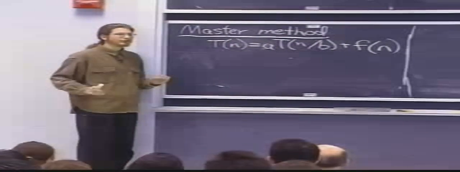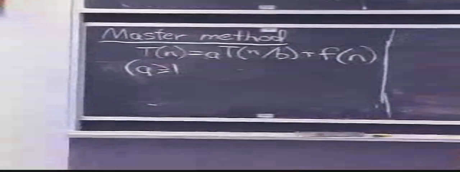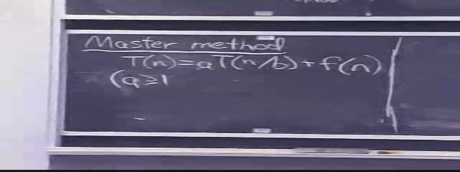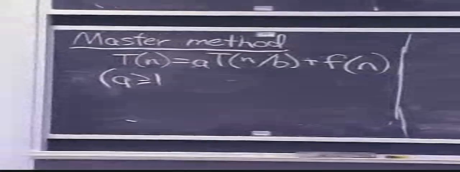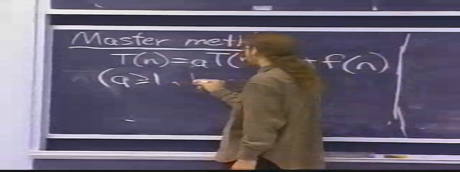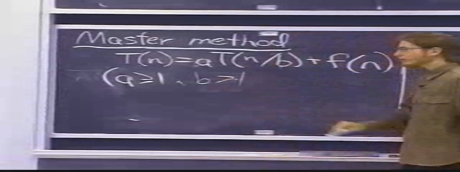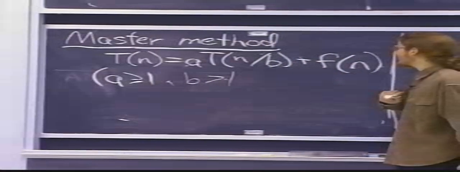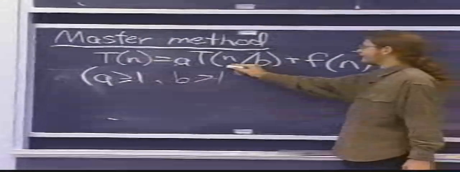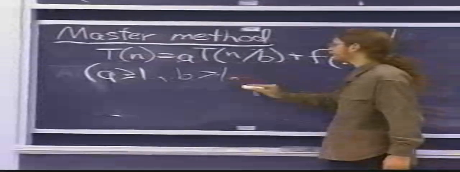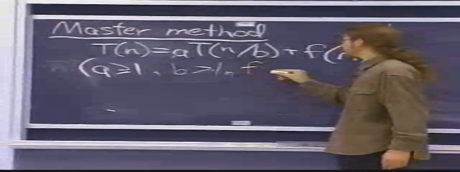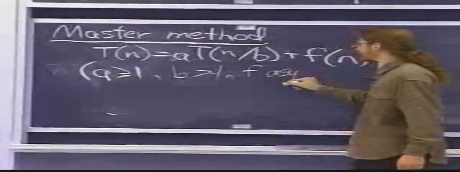There are some catches, but they're minor catches. So one thing we need is that a better be at least 1, I believe, just so that you're splitting it into at least one problem. Check, yeah. b, on the other hand, better be bigger than 1. Otherwise, this is infinite. So that wouldn't be, assuming f is positive. Right, you have to split the problem. And finally, f should be asymptotically positive.